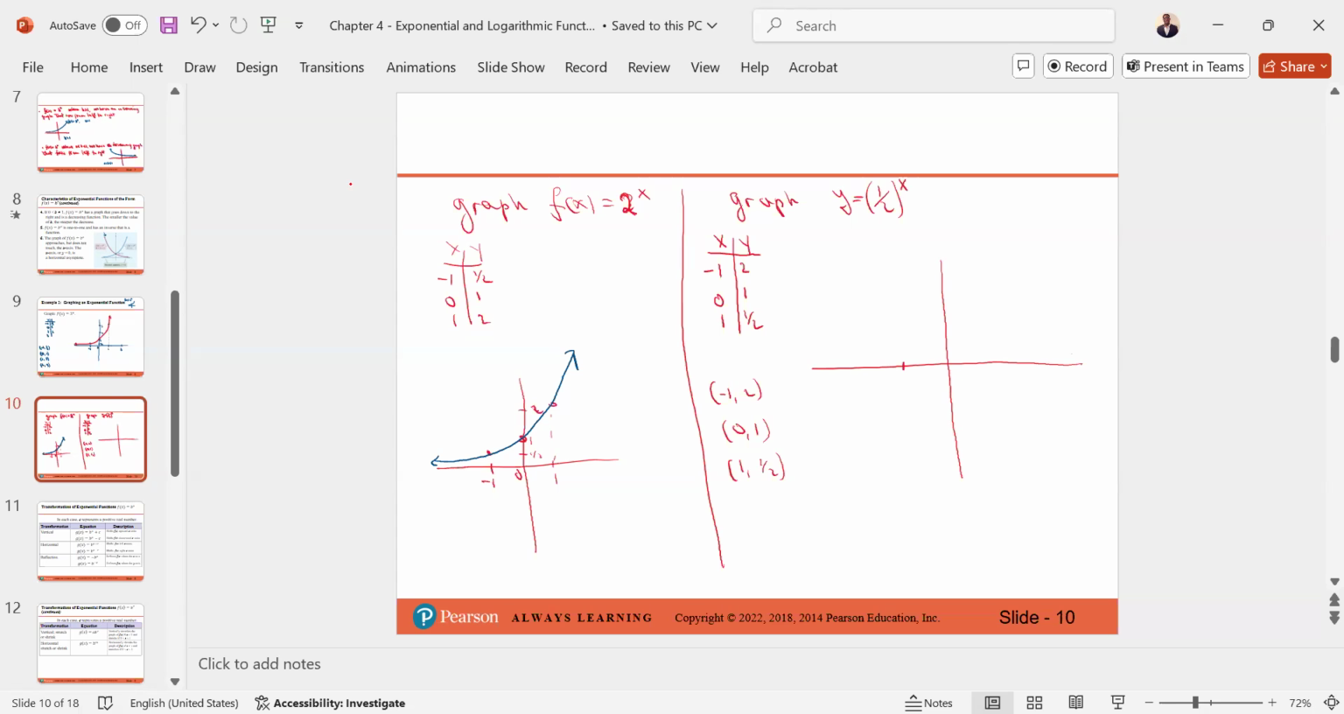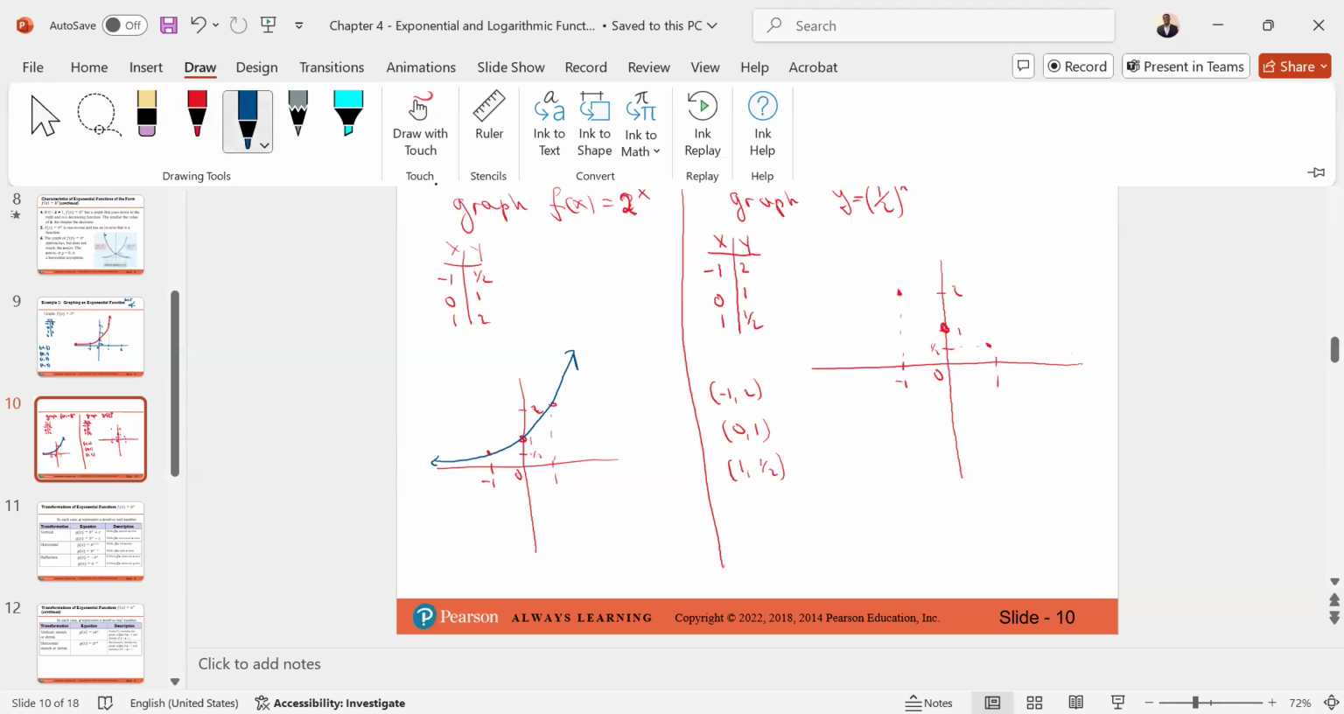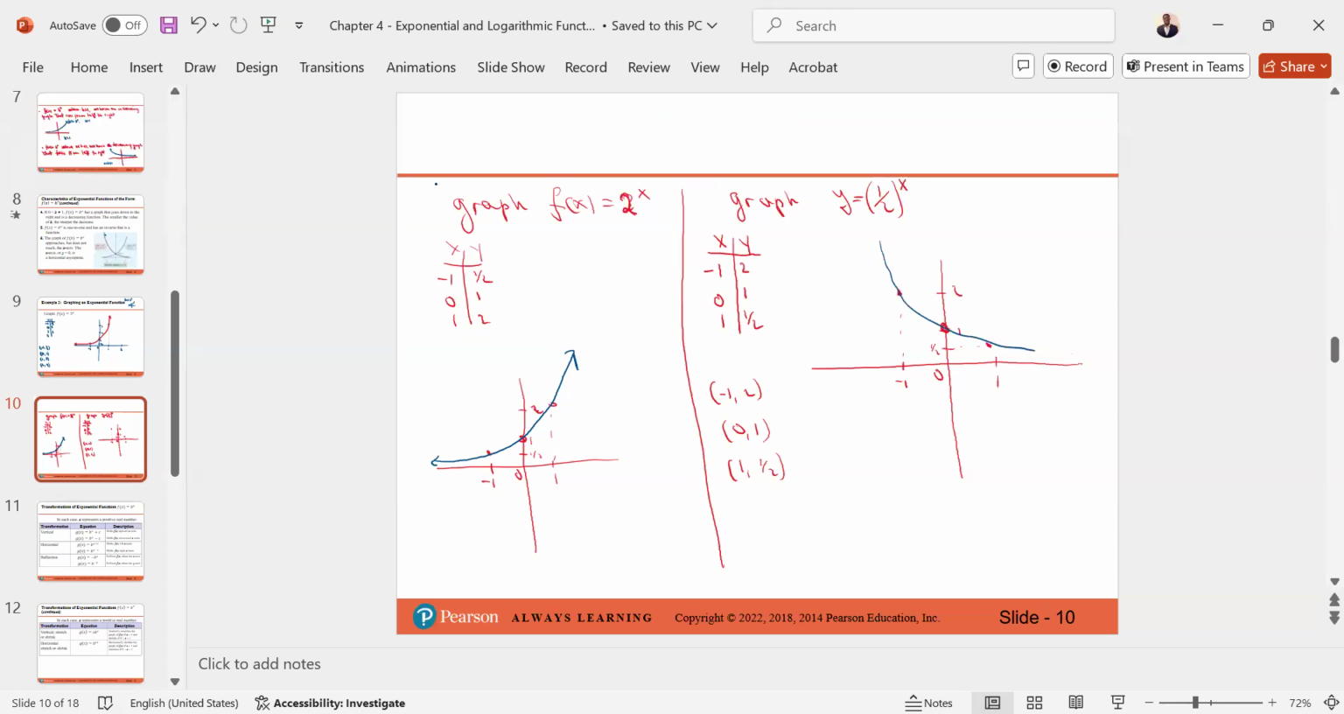Now, if we have -1, 0, and 1, we have 1/2, 1, and 2. When x is -1, y is 2. When x is 0, y is 1. When x is 1, y is 1/2. So if we graph this one, it's decreasing, it falls from left to right, because here, as you can see, b is between 0 and 1. Here, b is greater than 1. So that's why you see the difference between these two graphs.